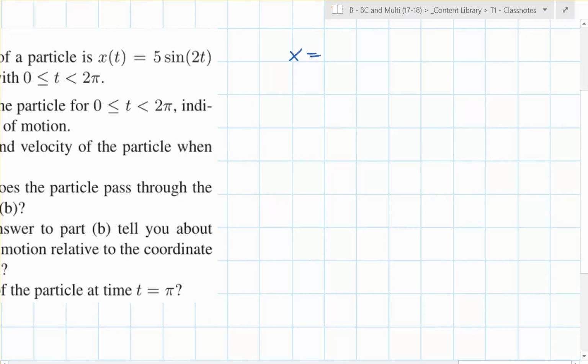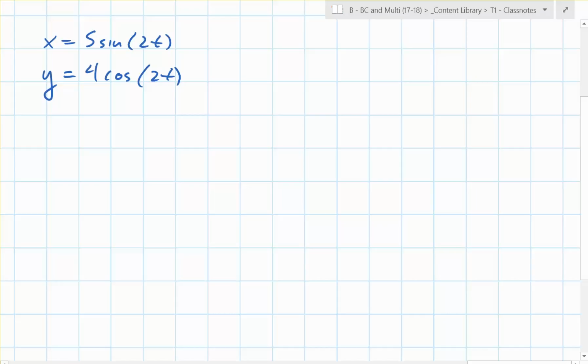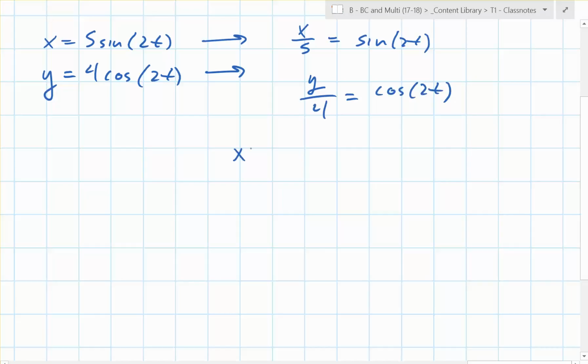So what do we have here? x is equal to 5 sine t, sorry, 5 sine 2t, and y is equal to what? 4 cosine 2t. How do you algebraically turn this into a Cartesian equation? Do you remember? Yeah, we do. It's very similar. We isolate the thing with the trig in it. So we have x over 5 equals sine of 2t, and y over 4 is equal to cosine 2t, and then we square and add them together. So what do we end up with? x squared over 25 plus y squared over 16 is equal to 1, because you get sine squared 2t and cosine squared 2t.